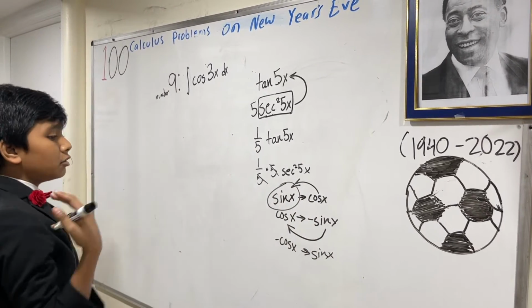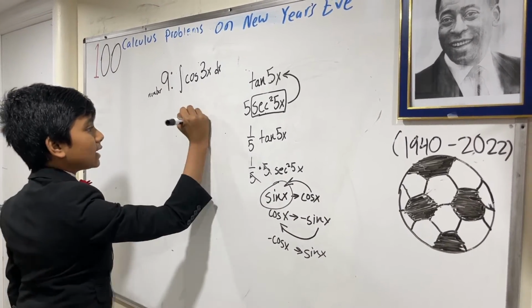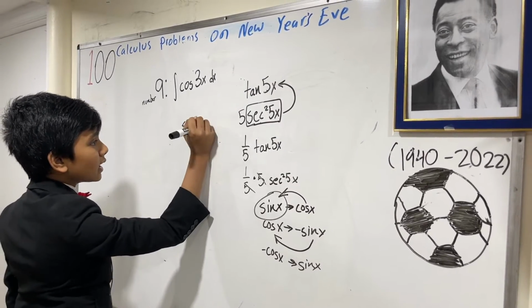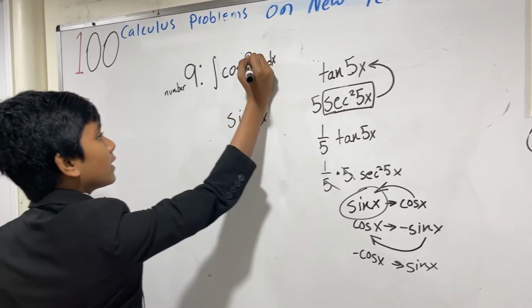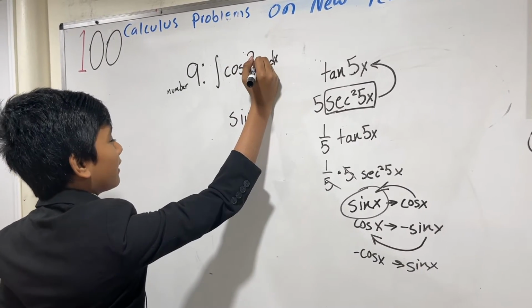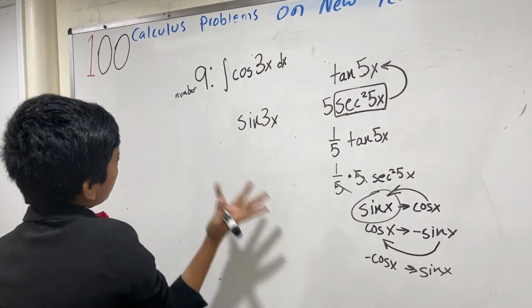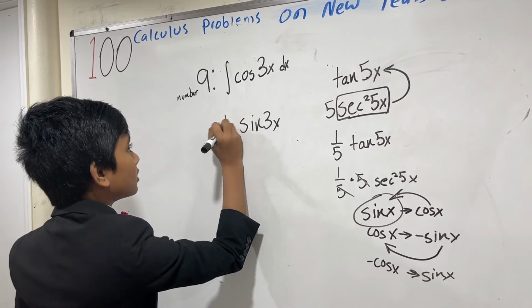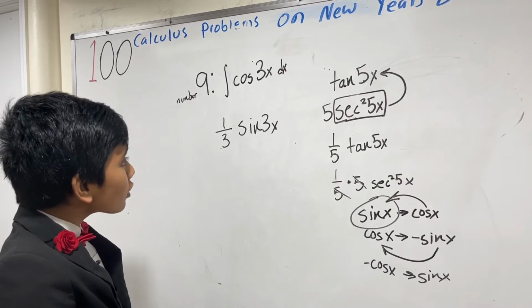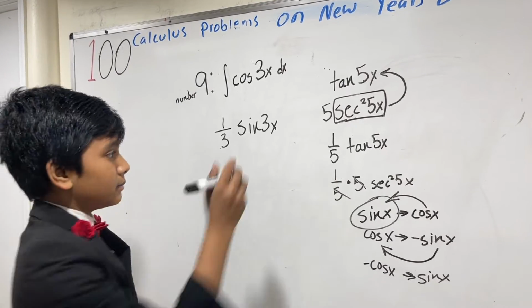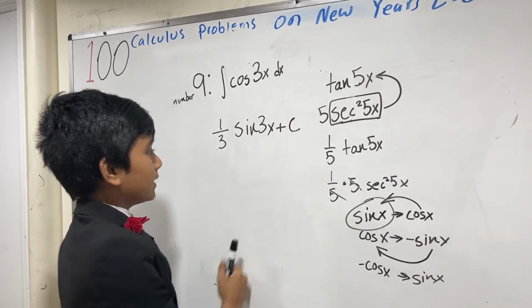Okay, so that means that it should be sine 3x times the derivative of whatever's inside. And the derivative of whatever's inside is 3. No, not times, 1 over it. So 1 over 3, 1/3 times sine 3x plus c is the answer.